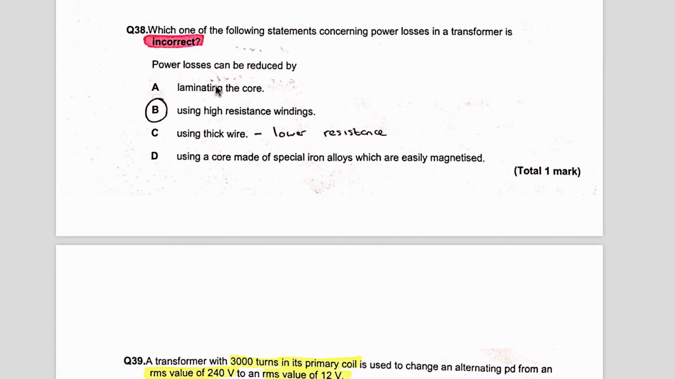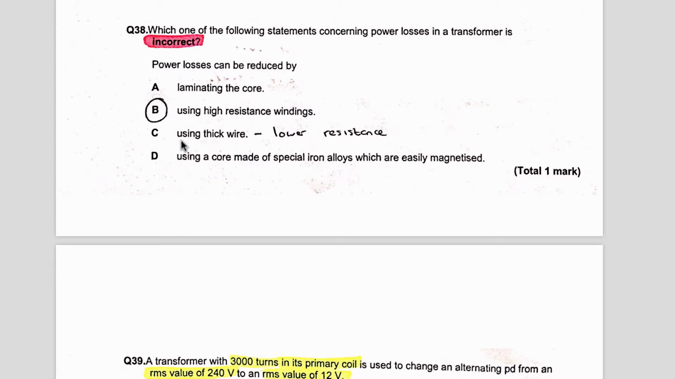Well, that's definitely true, because if we laminate the core, we can reduce eddy currents, and if we reduce eddy currents, then we reduce heating effects in the core. If we use high resistance windings, then basically what that means is that the resistance of our wires is bigger. If the resistance is bigger, then the I squared R heating effects, the Joule heating effects, are bigger, so we lose more energy, so therefore the answer is B.